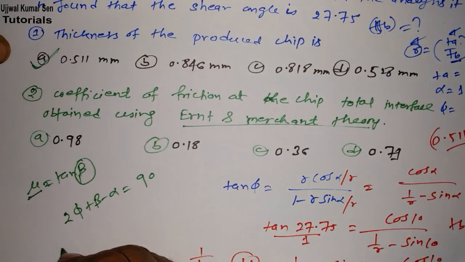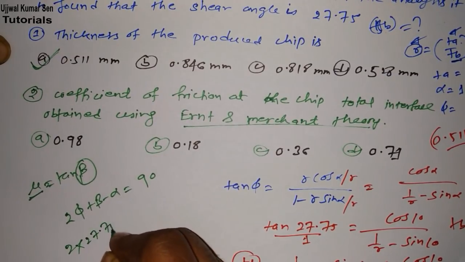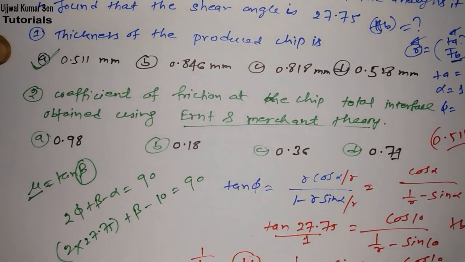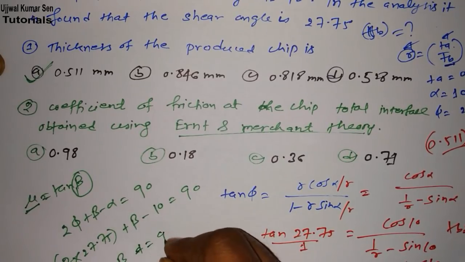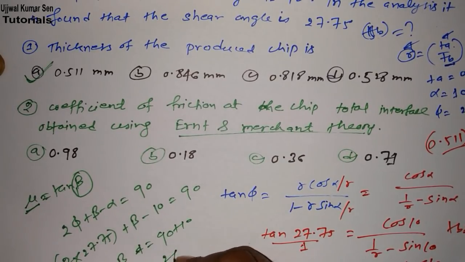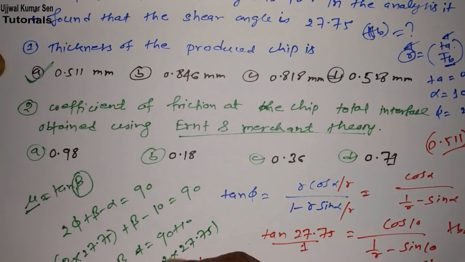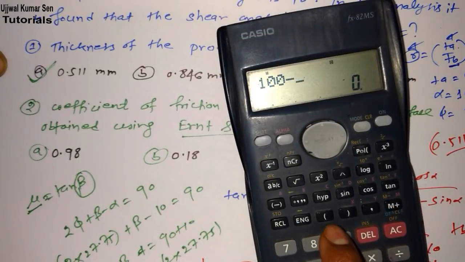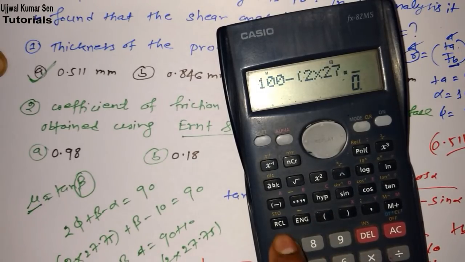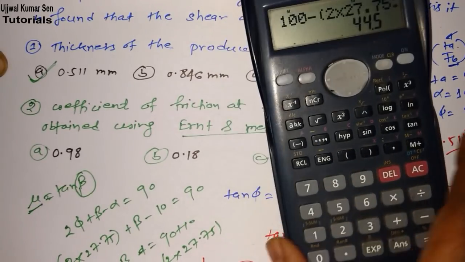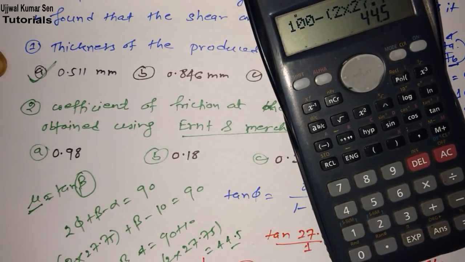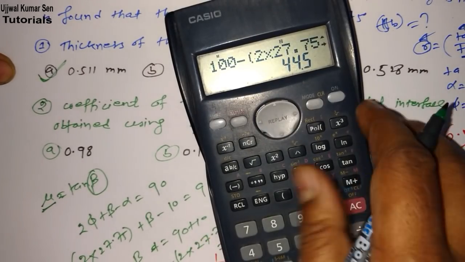Yeah, you can see right now. So phi is 27.75, plus beta we have to find out, and alpha is 10, equal to 90. So beta is equal to 90 plus 10, I can say, minus 2 into 27.75. So what we got? 90 plus 10, 100, minus 2 multiplied by 27.75 is equal to how much are we getting? Right now we are getting 44.5, right? So 44.5 we are getting as its angle.